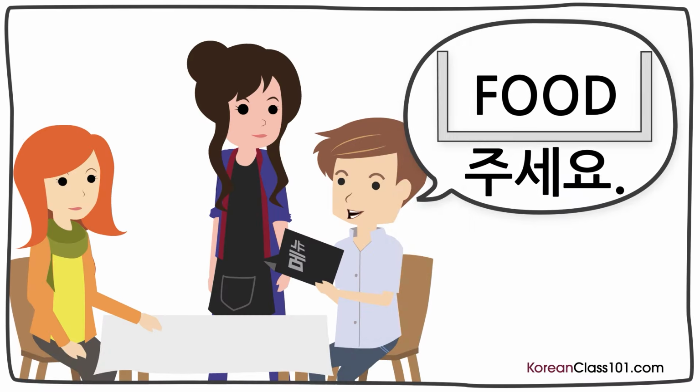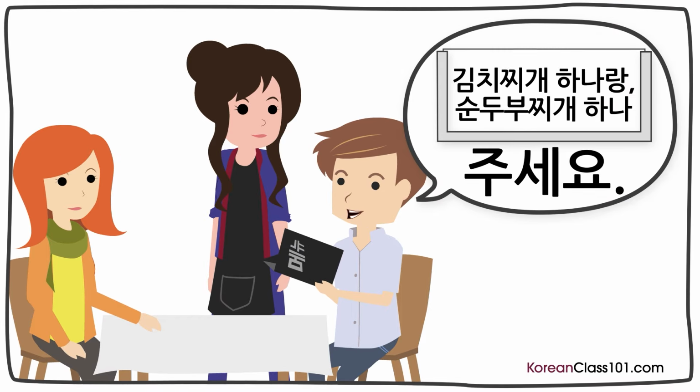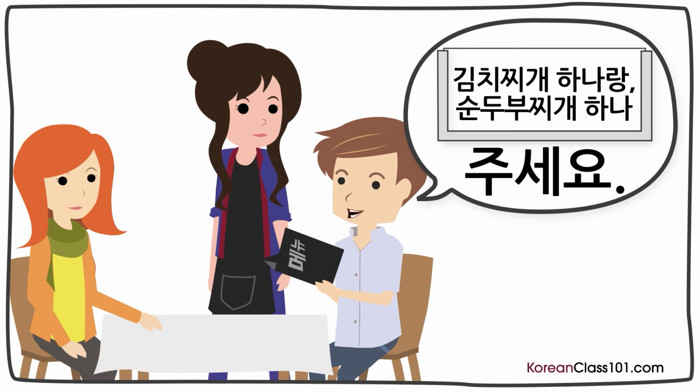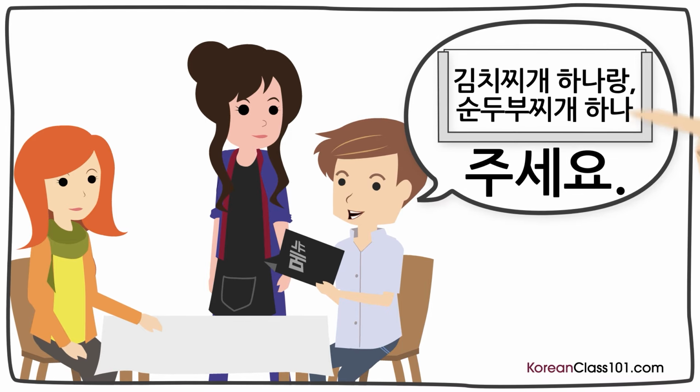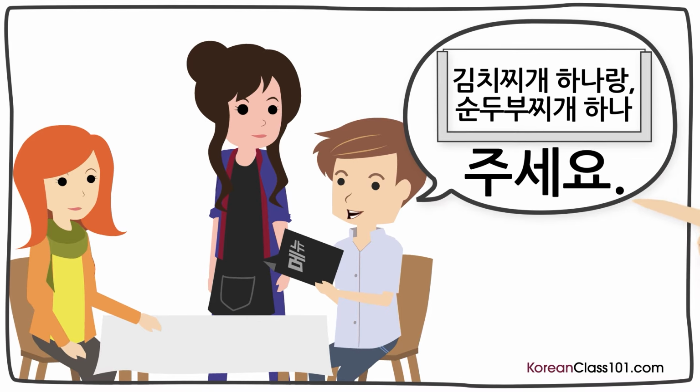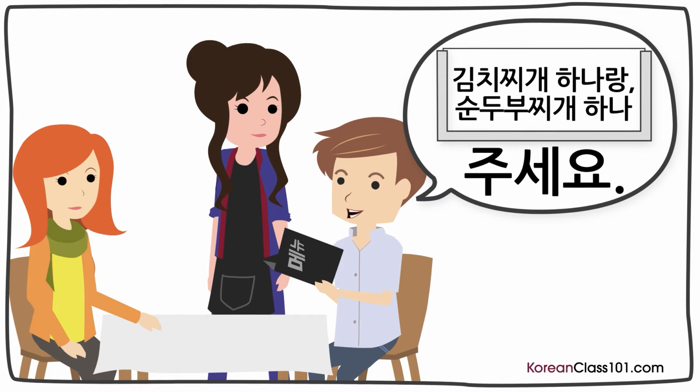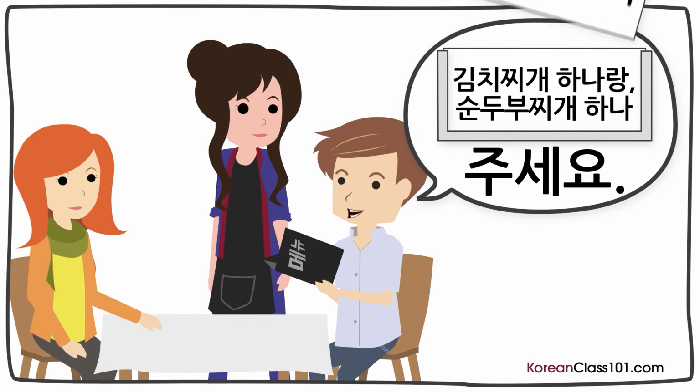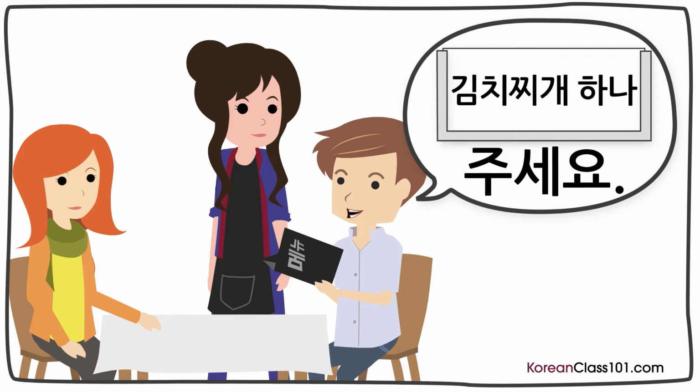And they will tell you a few of their most popular dishes. When you finally decide on what to order, say the name of the food you want and say 주세요. Listen to what Mark said. 김치찌개 하나랑 순두부찌개 하나 주세요. Simply say the name of the food and add 주세요, meaning please give. If you just need one kimchi stew, for example, you can say 김치찌개 하나 주세요.